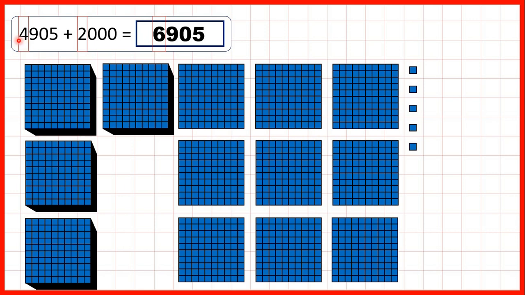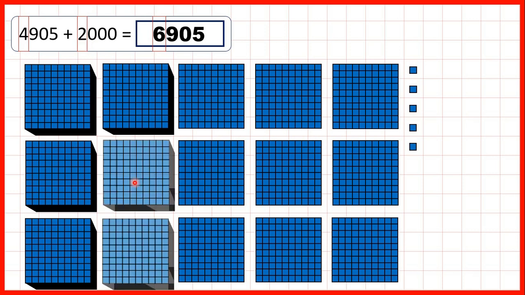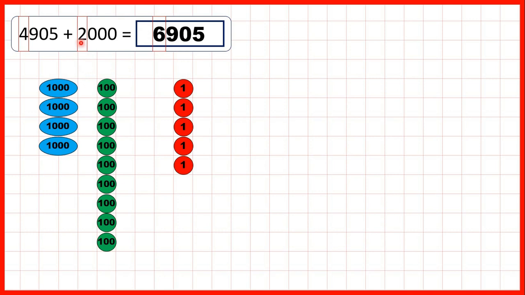Then we had 4,905 plus 2,000. So if we add 2,000 blocks, you can see that we now have 6,000s and all of our other place values have stayed the same. Or we could show adding 2,000 with place value counters, and that gives us 6,000s, and we still have 900s, 0 10s, and 5 1s in our answer.